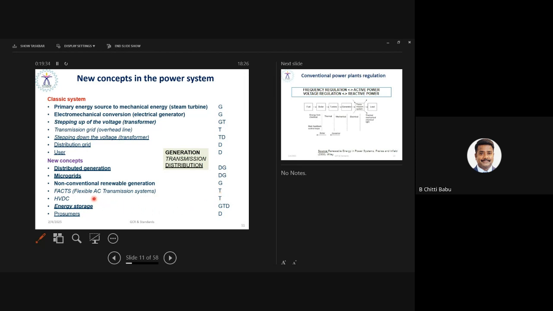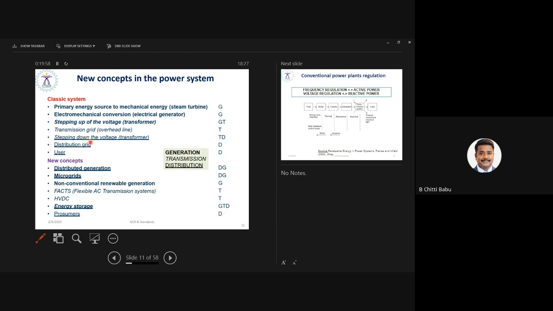We have transmission with HVDC as well. And in addition to that, we have energy storage in the receiving station, so that this may be installed either in the power plant, the generating station, or transmission, or the distribution. Of course, it is associated with generation, transmission, and distribution. Of course, the consumers are becoming prosumers on the distribution side.